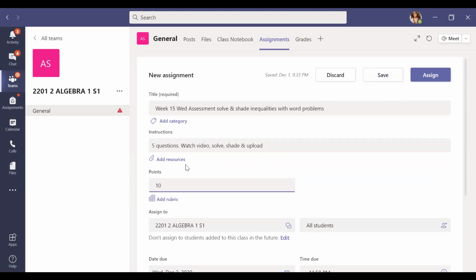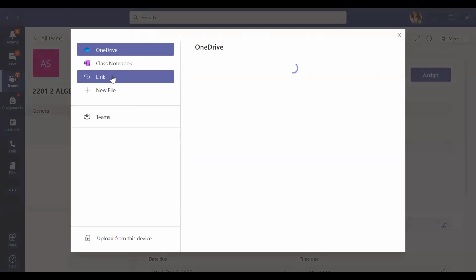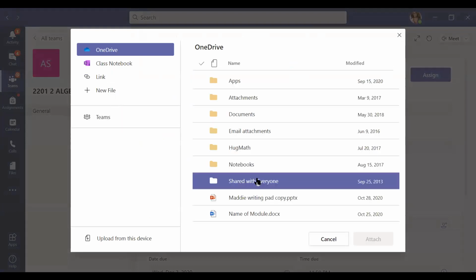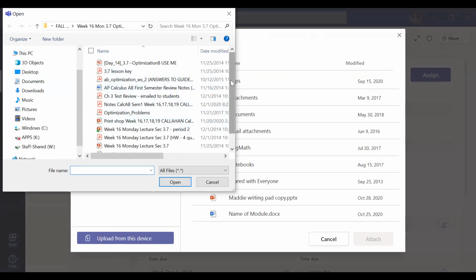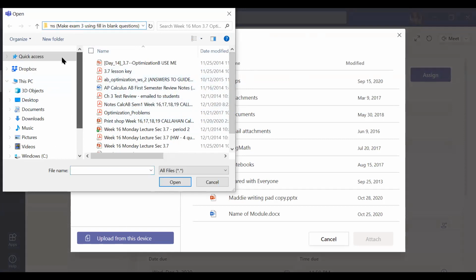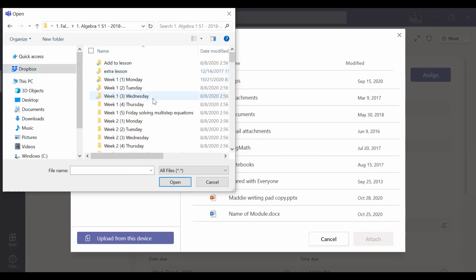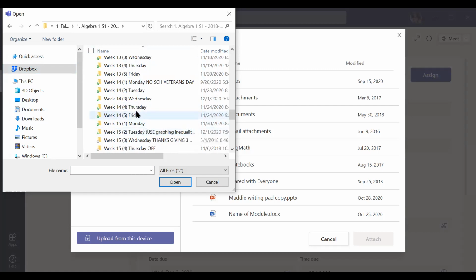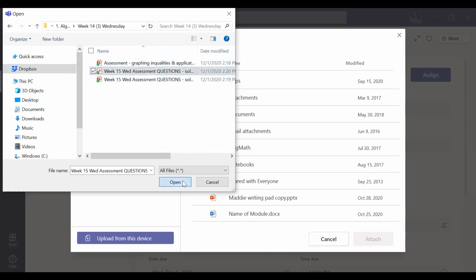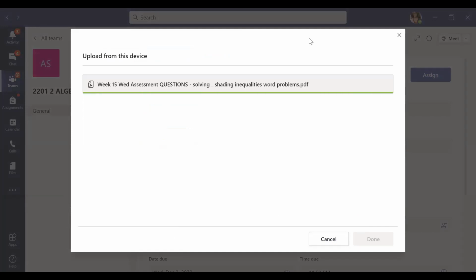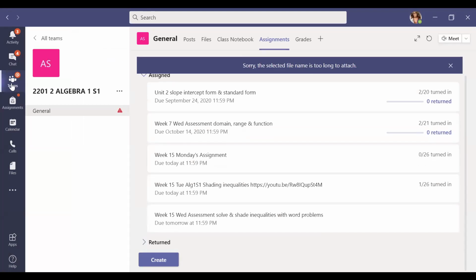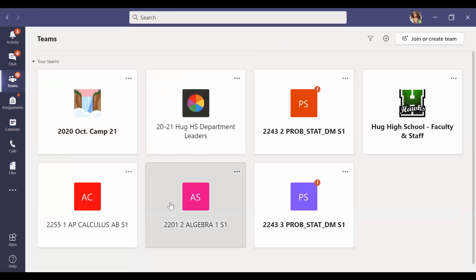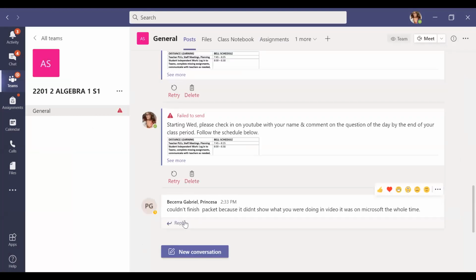And we are going to add a resource. So that way you have it. And I'll have the link to this video added to this as well by tomorrow. So stay tuned for that. And let's go ahead and do upload from this device. We're going to go to the Dropbox. You guys are in Algebra 1. This is week 15 or 15 Wednesday. Open. And it is uploaded. Done. And I'm going to click on sign. And it should pop up right now. It might take a few minutes. I'm going to reply to this one.